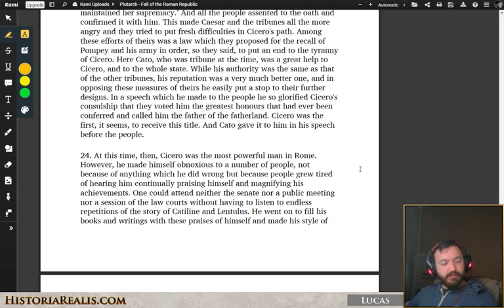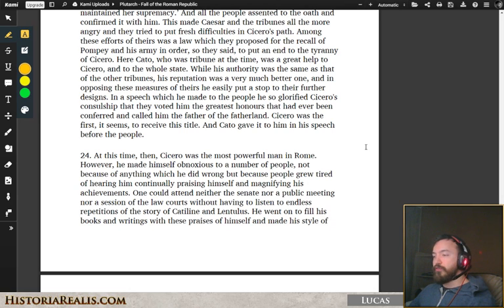At this time, then, Cicero was the most powerful man in Rome. However, he made himself obnoxious to a number of people, not because of anything which he did wrong, but because people grew tired of hearing him continually praising himself and magnifying his achievements. One could attend neither the Senate, nor a public meeting, nor a session of the law courts without having to listen to endless repetitions of the story of Catiline and Lentulus.